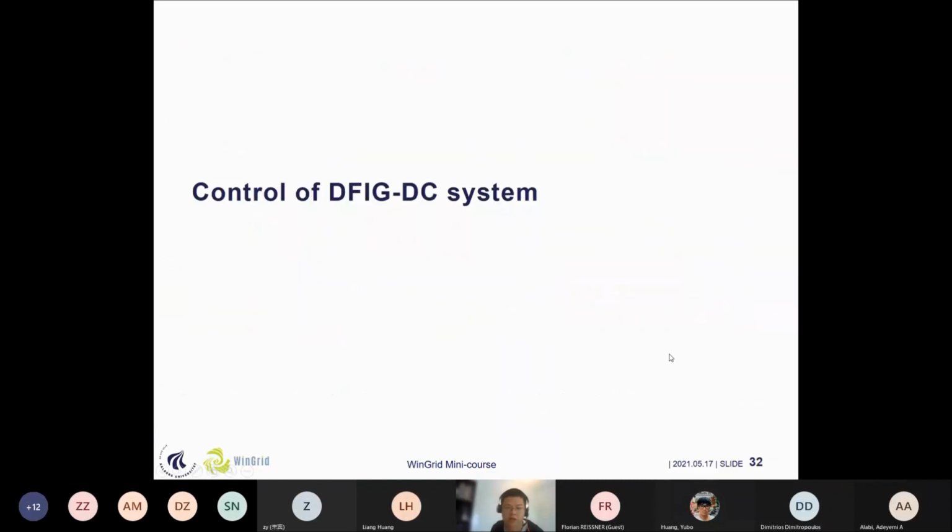Okay. So now is the first screen. So we go on with the control of the DFIG system.